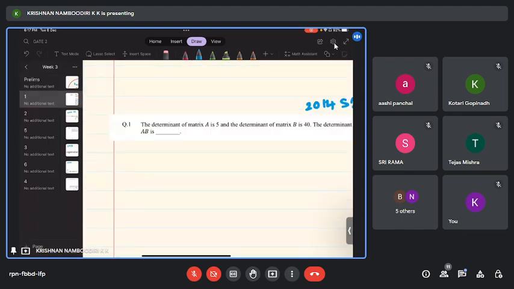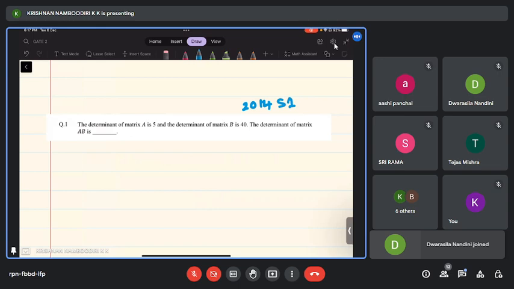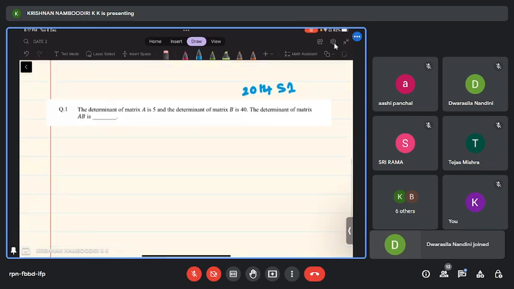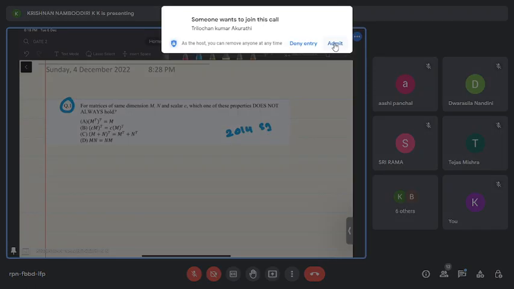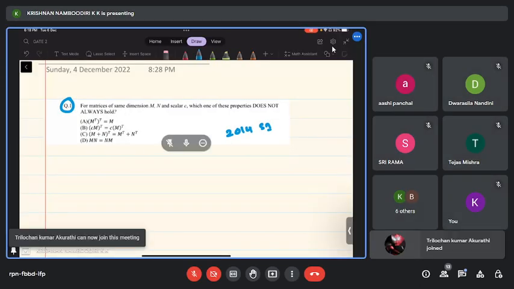Now we will get into the very first question. This is a question that appeared in the 2014 GATE EC exam. As you can see, this is question number 1. There were 4 sessions in 2014, and this is from session 1. So this is the first question that we are going to see today.